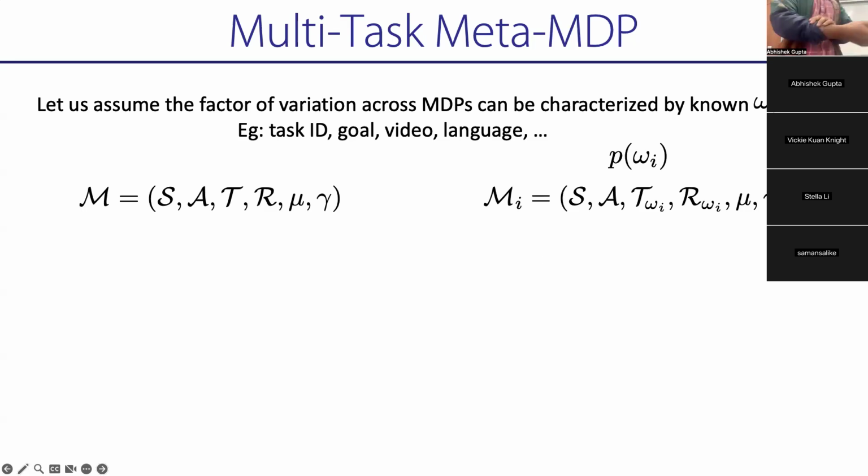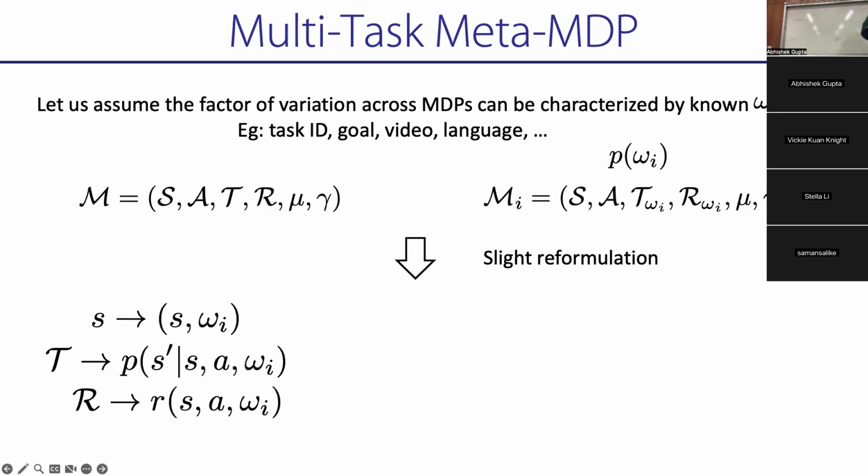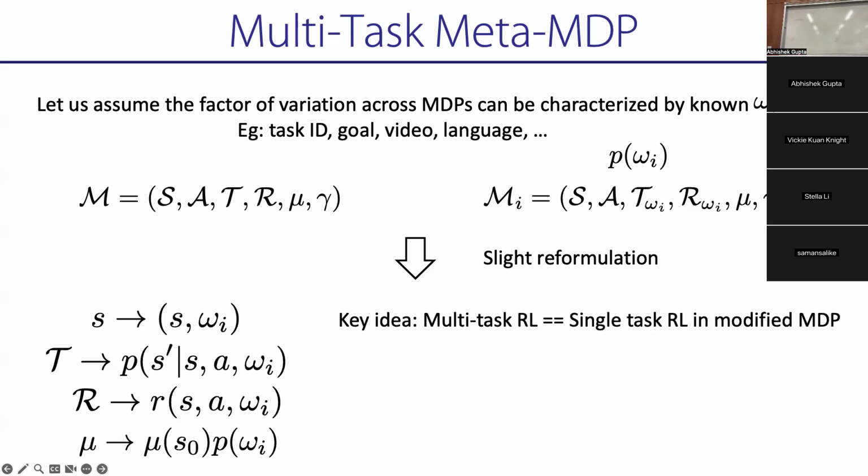So given this kind of reformulation, we're just going to augment our state with omega i. We're going to have our transition dynamics depend on omega i, and we're going to have a reward function depend on omega i, right? And so the point here is that really we didn't change that much. Assume that omega i was something like a task ID or something like a language instruction. All this is saying is that you add that into your state. And so you run all your plain old RL methods, you're just going to add in something that describes the task into the state, right?